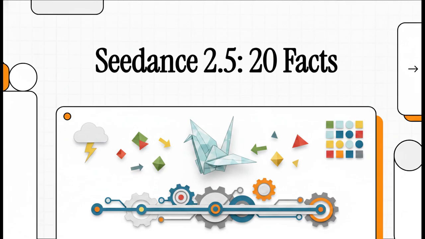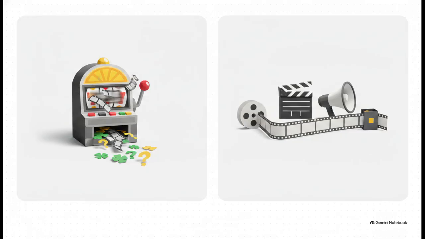Okay, let's dive into this and explore how this new model is fundamentally transforming AI generation from what used to be a chaotic experiment into a highly structured professional production system. We've taken all that massive documentation and distilled it down to the 20 absolutely essential facts you need to know, without getting bogged down in all the heavy tech specs. To really understand why Seedance 2.5 is such a big deal, we have to talk about this massive paradigm shift.